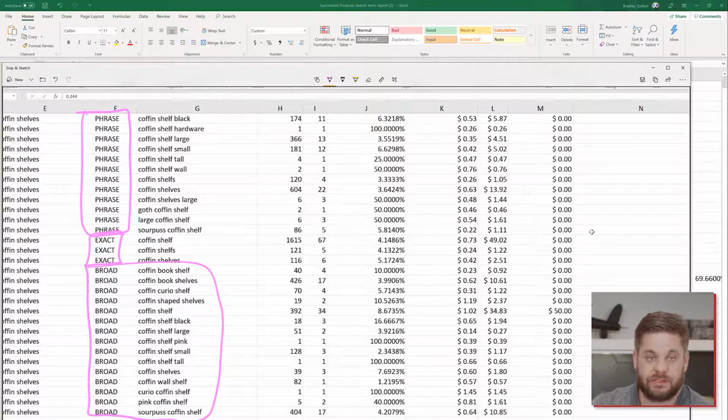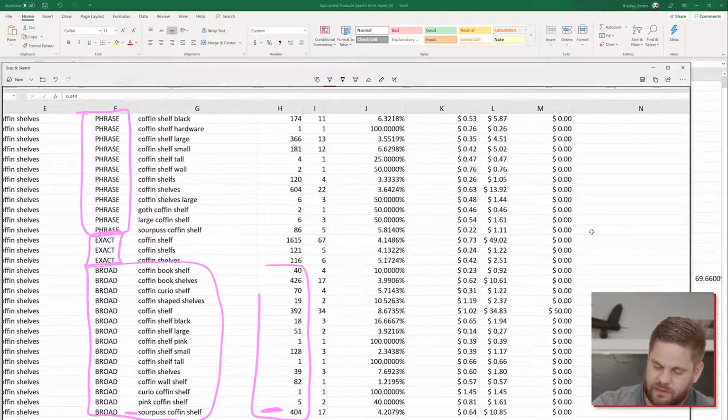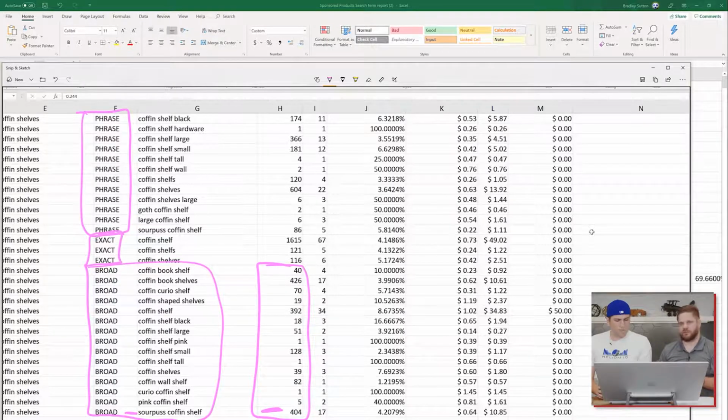So on broad, it was even doing some things like giving us impressions on that brand name. Remember the Sourpuss brand name? And look, they gave us 404 impressions, right? So when we add all of these up, we can start to get a pretty fair idea of where a lot of these impressions are landing and that we can get some velocity going.